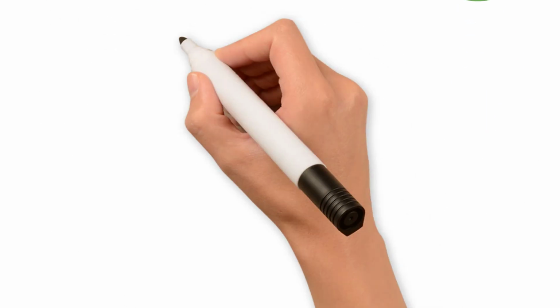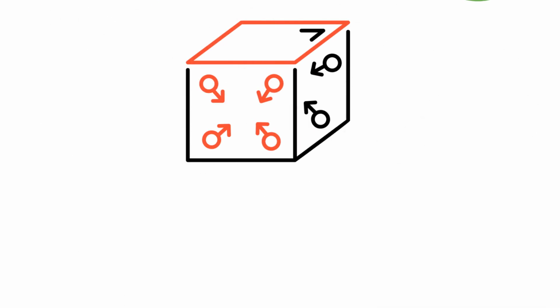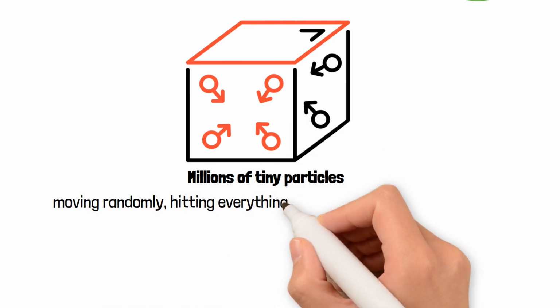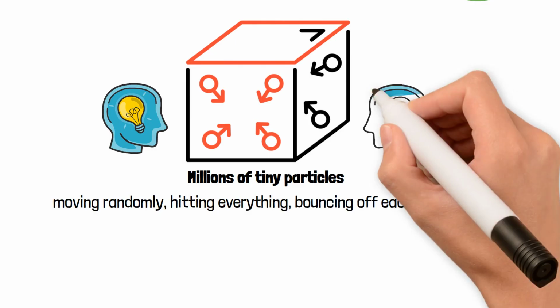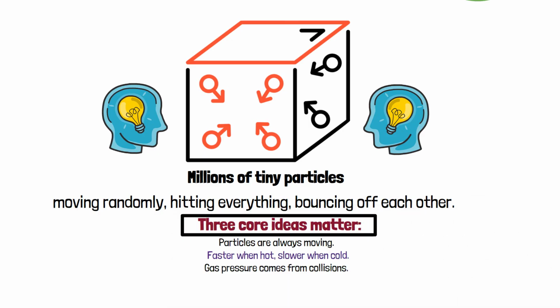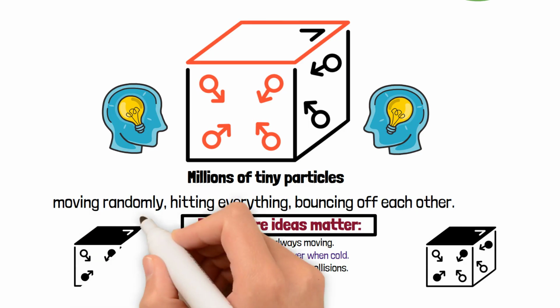In the kinetic theory of gases, a gas is nothing but millions of tiny particles moving randomly, hitting everything, bouncing off each other. Three core ideas matter. Particles are always moving, faster when hot, slower when cold. Gas pressure comes from collisions. Every time particles hit the container walls, they push outward.